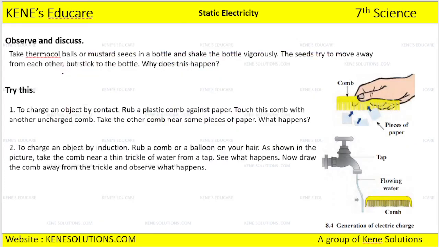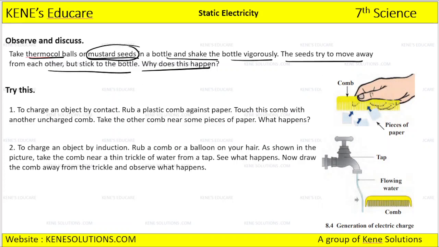Now observe and discuss. Take thermocol balls or mustard seeds in a bottle and shake the bottle vigorously. The seeds try to move away from each other but stick to the bottle. Why does that happen? अभी ये क्यों होता है? Because when the thermocol or the mustard seeds get closer to each other, अगर हम उसको शेक करते हैं तो उनमें फ्रिक्शन आ जाता है, and the similar substance will gain a similar charge and they won't get attracted, they will repel each other and try to stick to the bottle.